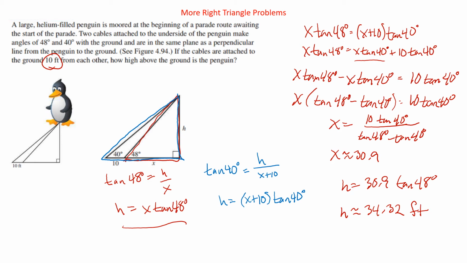So this one was similar to the last one, except the last one we knew what that height was. This one we did not know what the height was. We knew a different piece. So our steps were a little bit different, even though the setup was basically the same.